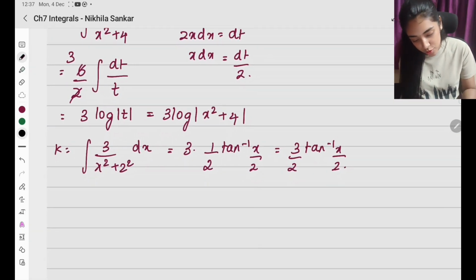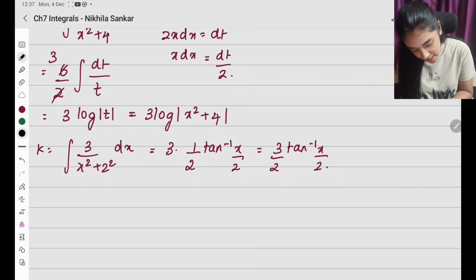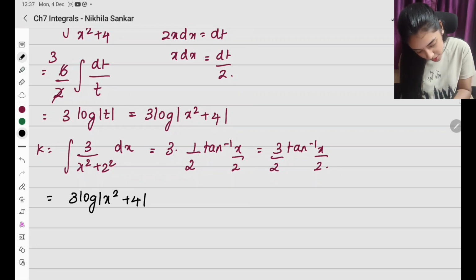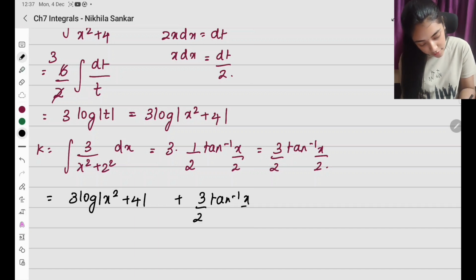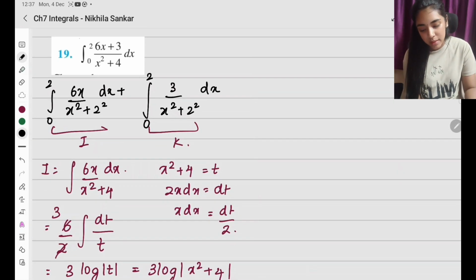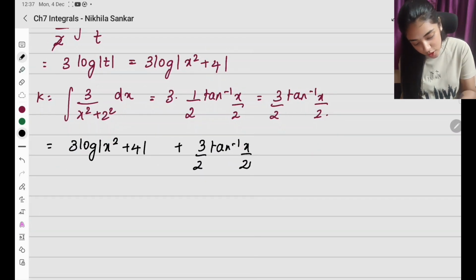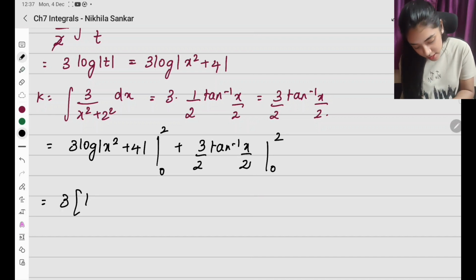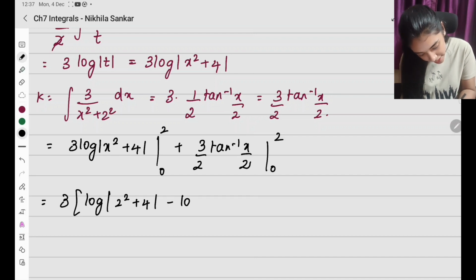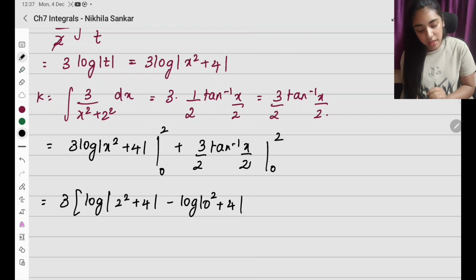So when I substitute, I have I plus k. So this is nothing but 3 log mod x square plus 4 plus 3 by 2 tan inverse of x divided by 2. And what are my limits? 0 and 2. Can we do them individually? So from 0 to 2, I take 3 common: log of 2 square plus 4 minus log of 0 square plus 4, upper limit minus lower limit.